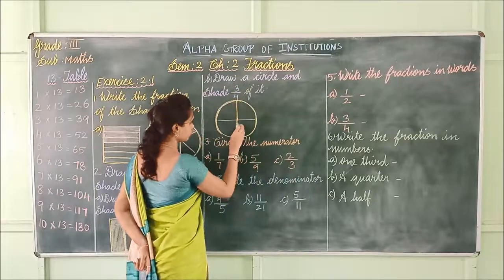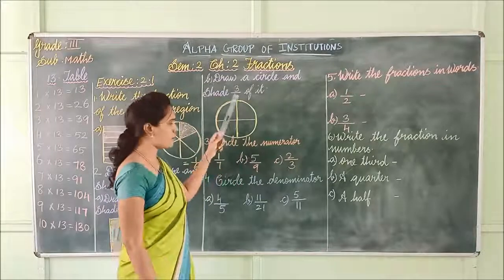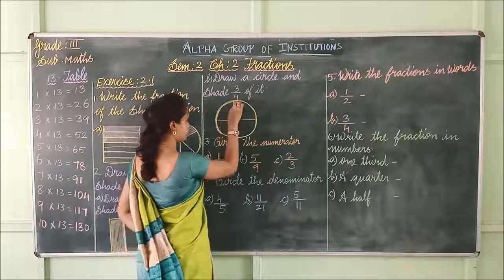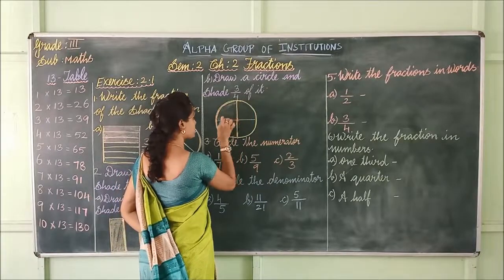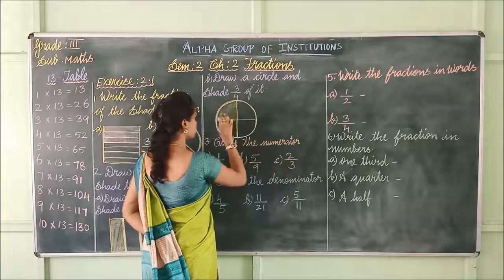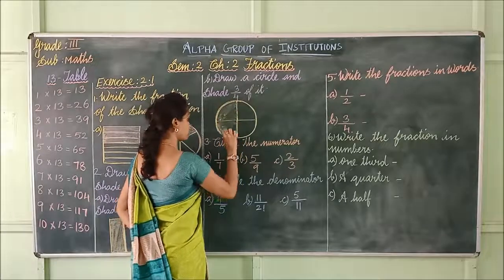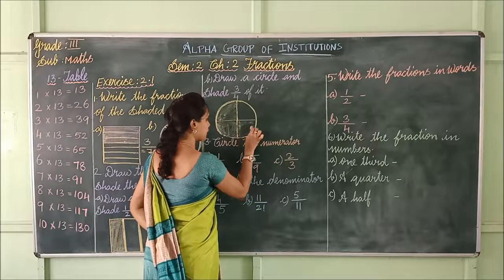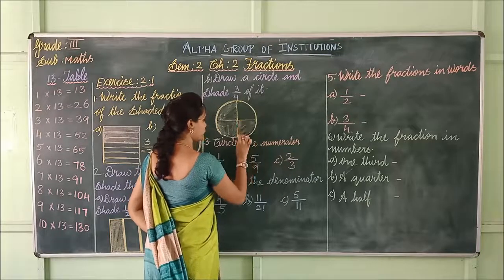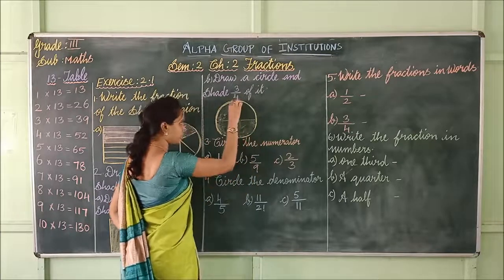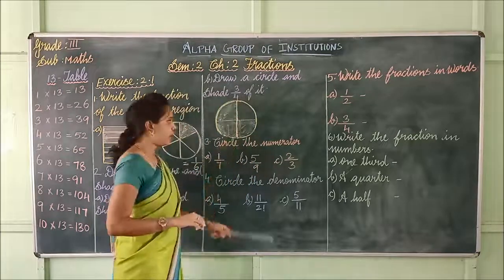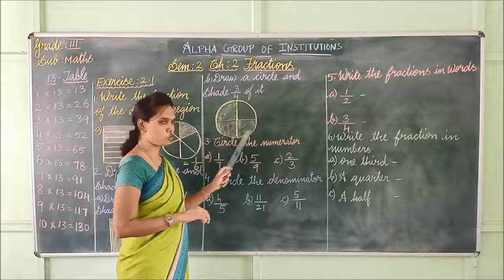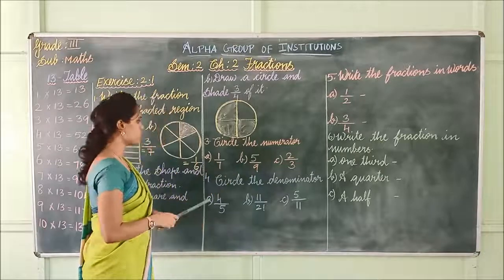Fine, children. Now how many parts do we have to shade? See the numerator, 3. Any 3 parts you have to shade. I am going to shade the first part and this and the last part. 3 parts. Totally 3 parts you have to shade. You can shade any part, but it should be only 3. I left this part. See, this is 3 by 4. Children, fine. Shall we move on to the next one?